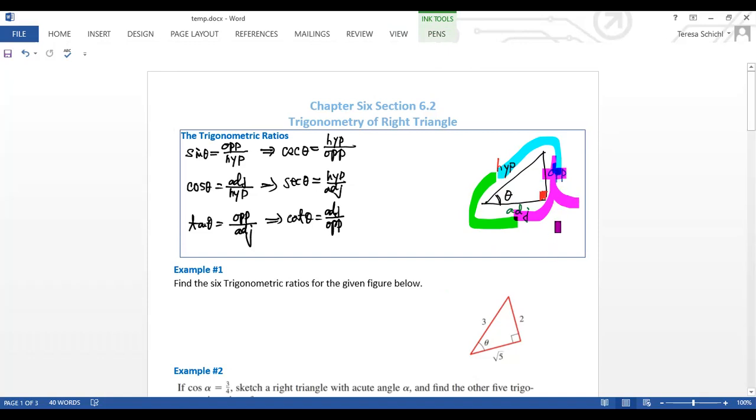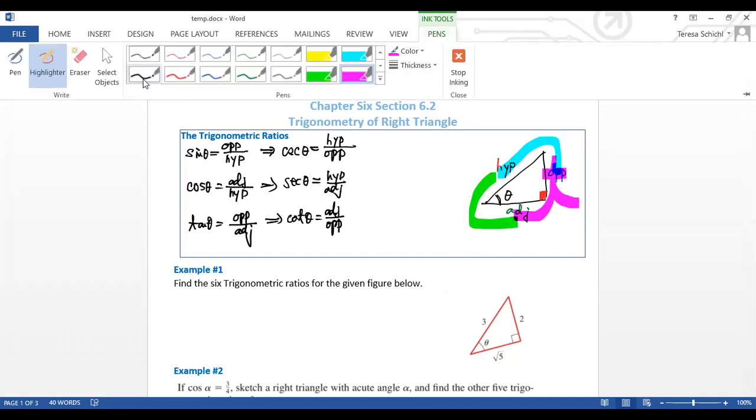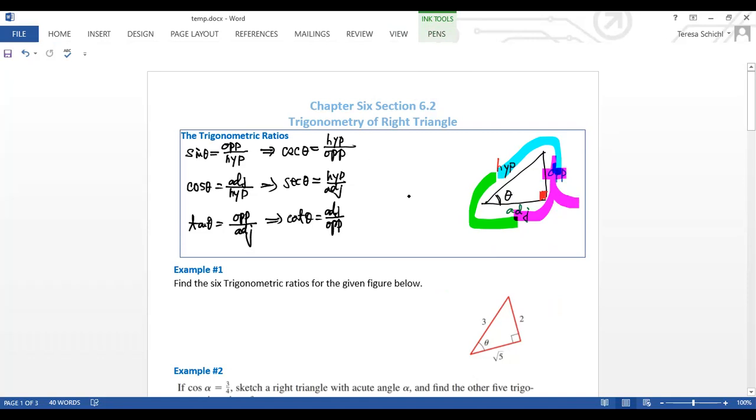Like we talked about before, this is the same as how you define them in the unit circle: sine is the y, cosine is the x, and tangent is y over x. That's a shortcut for me to remember. Different teachers might teach you different ways to help you remember these six definitions.